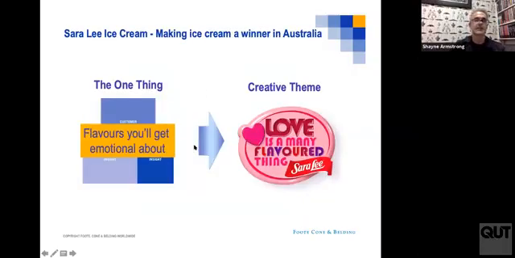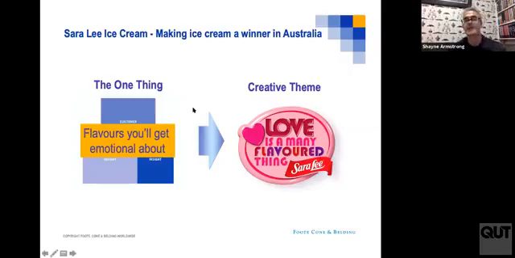Okay, so Sara Lee Ice Cream, their one thing was the idea of making people emotionally connect to ice cream. So there's an insight that people, when they are down, they crave sugar, they crave comfort food. So people have an emotional connection to dessert, not just a rational one. Okay, McDonald's has traded on this for a few years too. That I love Macca's is about the emotional connection we have with McDonald's, not a rational one.